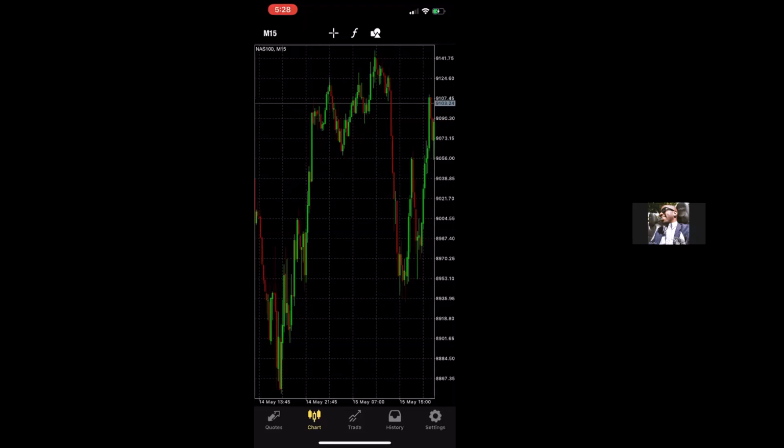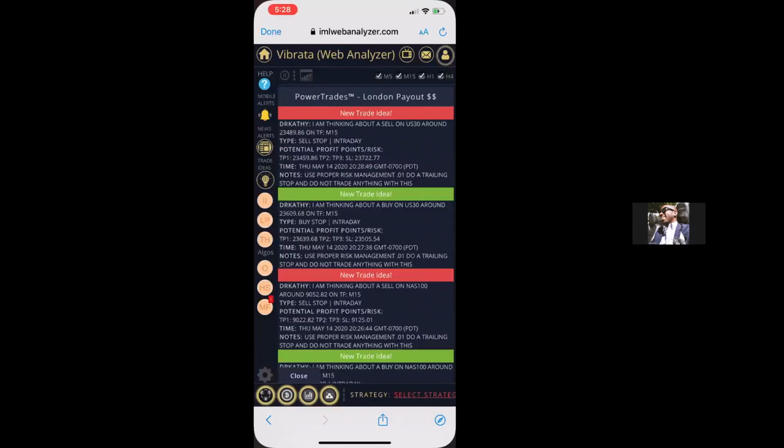All right, so let's get to the meat and gravy on the trailing stop. We get a lot of trade ideas that say this right here. If you look at the bottom, it says use proper risk management, 0.01, do a trailing stop and do not trade anything with this. What that basically means is your lot size should be 0.01 per 1,000. Use proper risk management. So if you have $1,000 in your account, your lot size should be 0.01.